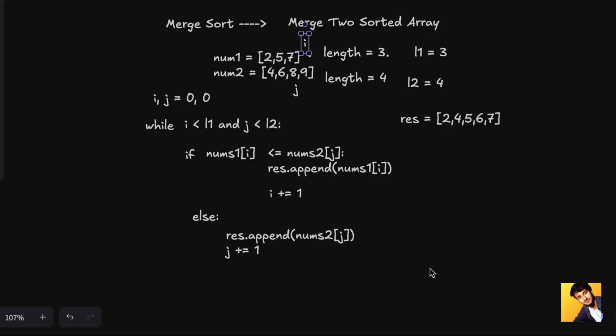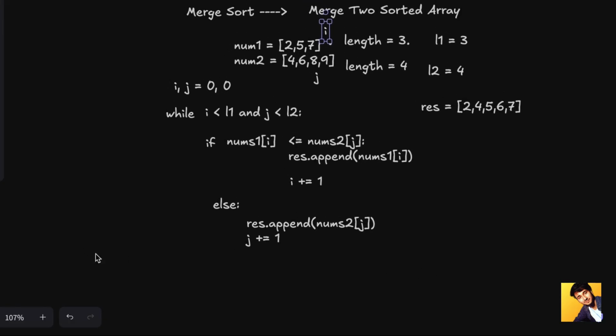Now what we will do? We will just do later part. So now we'll check one for loop. So for loop also we can check with while loop also. Okay, while loop only we will use. While j is less than L2, we'll just put all the remaining elements here.